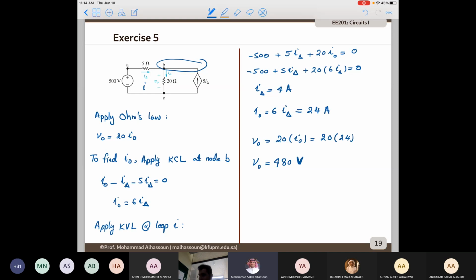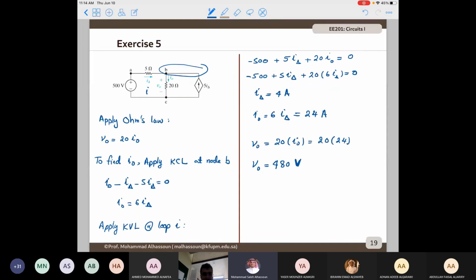So you see the steps here. There is no difference between having an independent source and a dependent source. The only difference is that you need to account for the fact that you need to add an extra equation. If, for example, we had an independent current source here, then we would not need this equation. That's the only addition in this analysis, but other than that, everything is exactly the same.